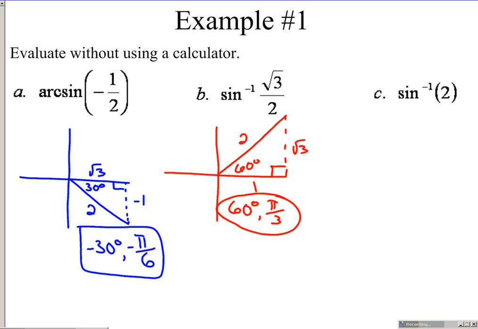Inverse sine of 2, positive value, has to be in quadrant 1. Sine is opposite over hypotenuse. You should recognize a problem with that triangle right away. We know if that's a right triangle, is it possible to have a side opposite larger than the hypotenuse? No. So this has no solution.